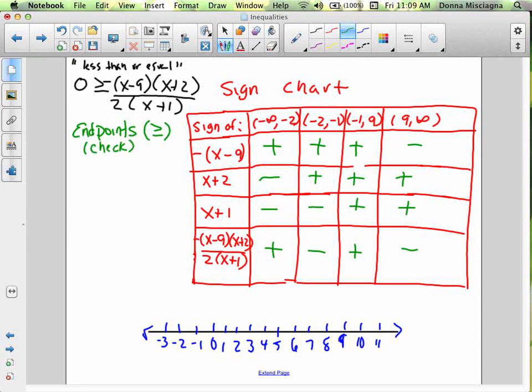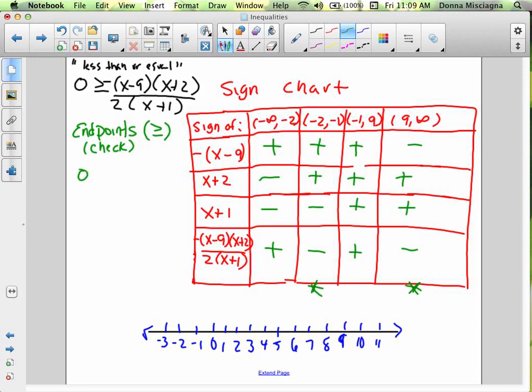Make sure they're good, right? We can't have something undefined. So first, let's check our endpoints. Our intervals that are good are the ones where the expression is less than 0, in other words, negative. So this would be these two. And so -2, -1, 9, those are all endpoints at some point on those two intervals.